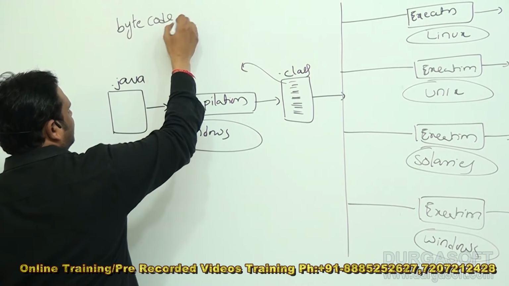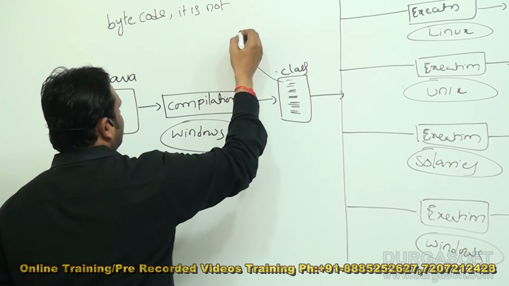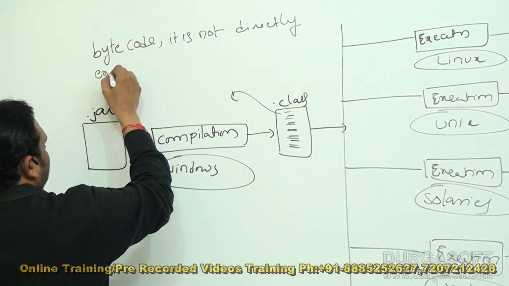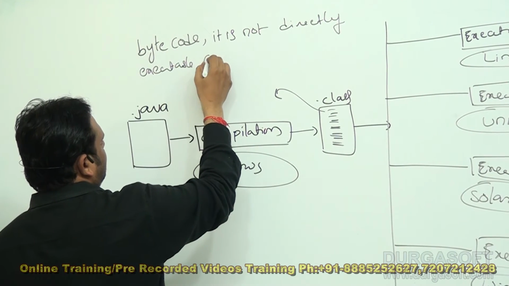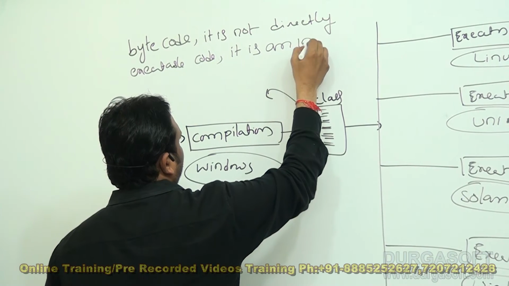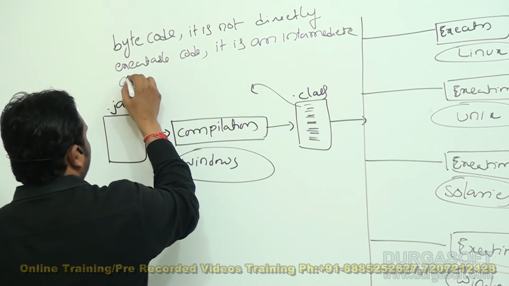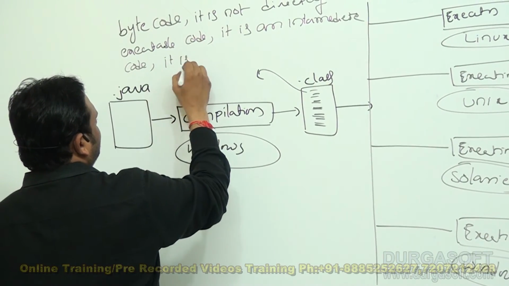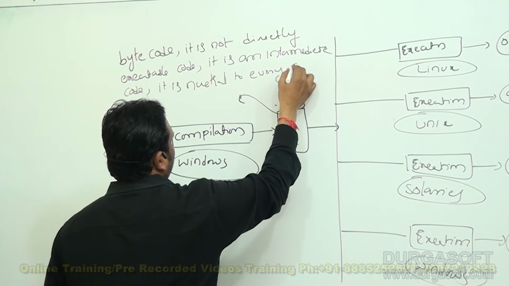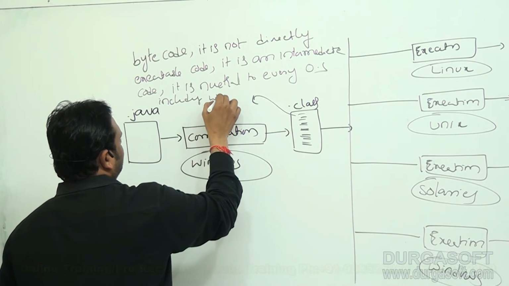.class file contains bytecode. What is this bytecode actually? It is not directly executable code, it is an intermediary code. It is an intermediate code. It is neutral to every operating system, including Windows.